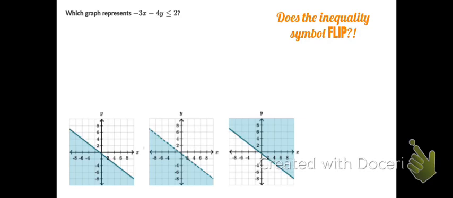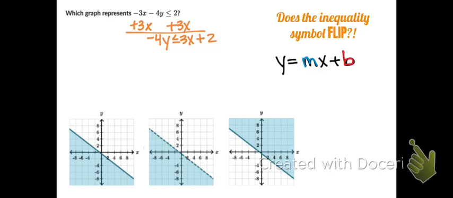And you can't just tell that when it's in this format. It needs to be in slope-intercept form. Because when we place it in slope-intercept form, we might have to flip that inequality symbol. So let's solve for y. Let's move everything away from the y. So first I'm going to add 3x to both sides.